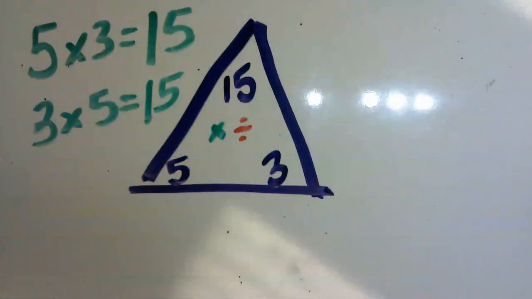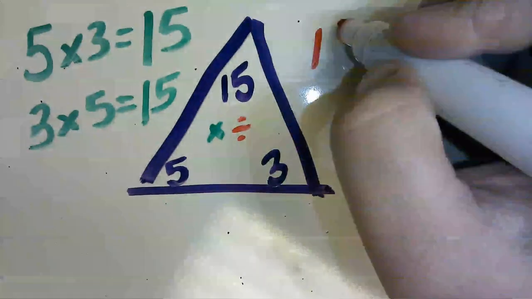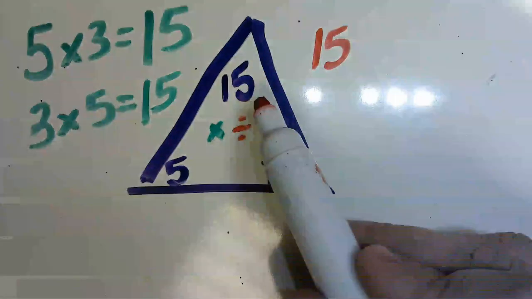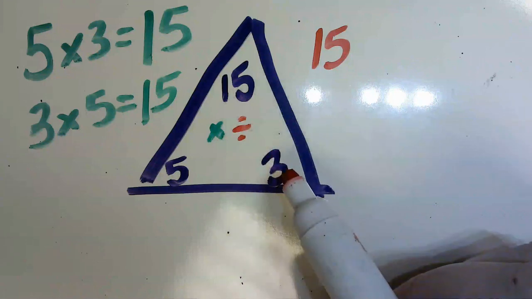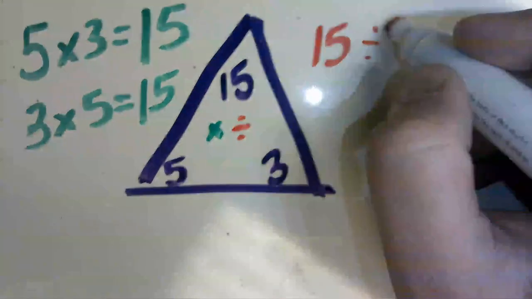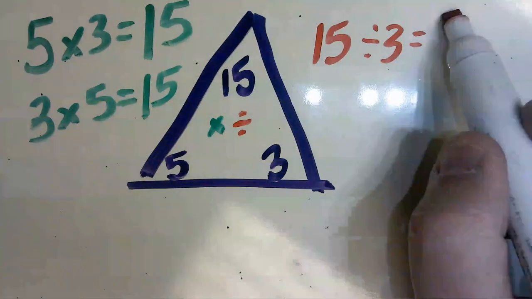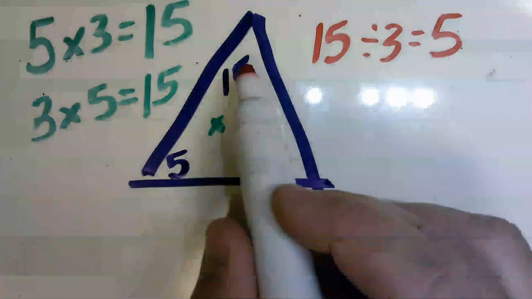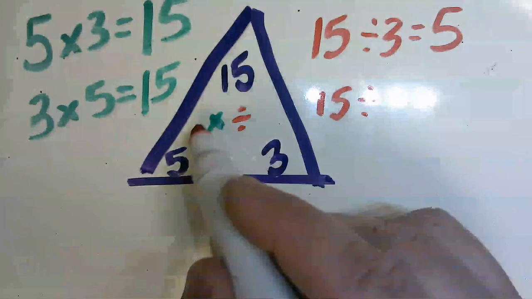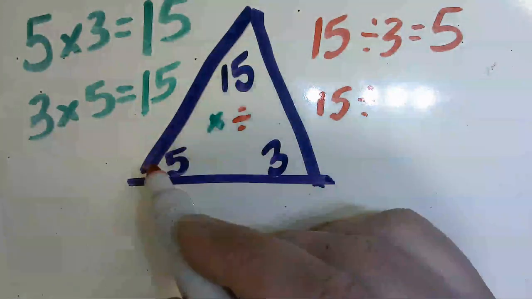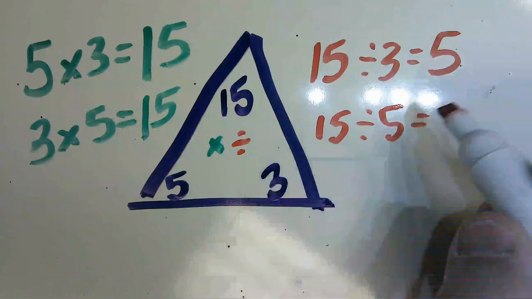Well, I can do the same thing for my division facts. And so for my division facts, I'm going to start with that 15 because I always start with the largest number. Now, which way do I want to slide down? Well, I'm going to go this way. So 15 divided by 3 equals 5. And I can go back up to the top and do another one. So 15 is my largest number. So 15 divided by, slide down over here, 15 divided by 5 is 3.